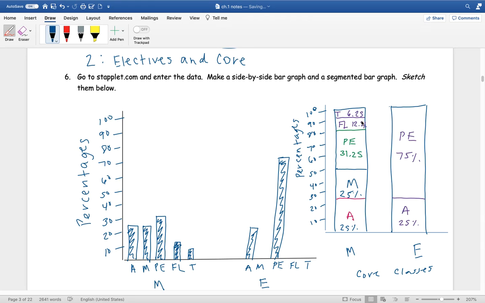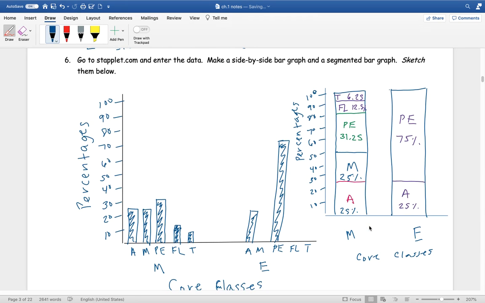And then so forth. You do the same thing with English. You can just transfer this data, 25% over 75%. English is really easy when it comes to this part. Okay, so that is everything on categorical data and how to analyze it, how to create graphs. We're going to focus mainly on pie charts and then bar graphs. Within bar graphs, you should know how to do a regular bar graph, a side-by-side bar graph, and then also a segmented bar graph.